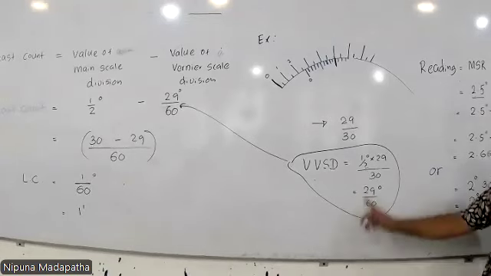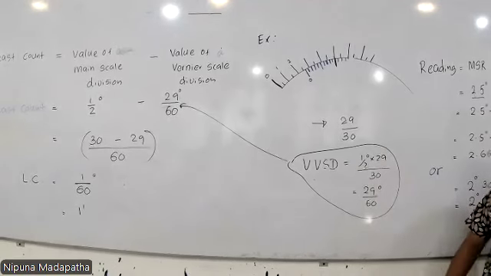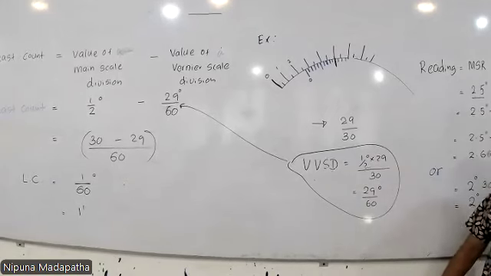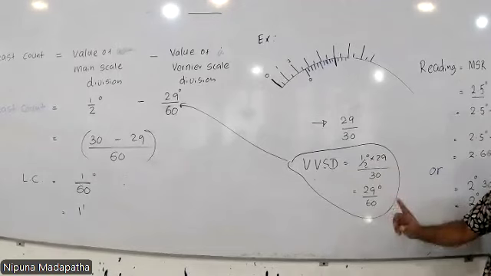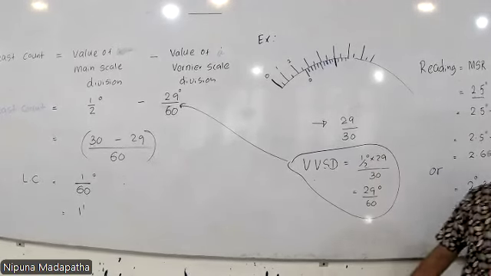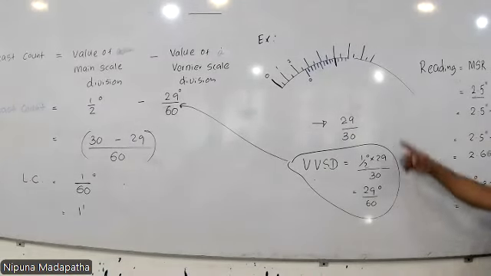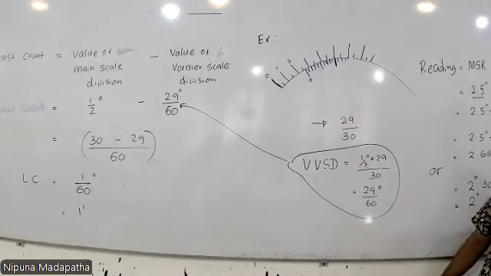How did it come? 29 main scale divisions are divided into 30. So one division is in degrees half, 0.5 degrees, 0.5 degrees into 29 over 30. Vernier scale division. Okay, value with. Then get the subtraction and get the answer. Right, then draw this figure and get the reading.